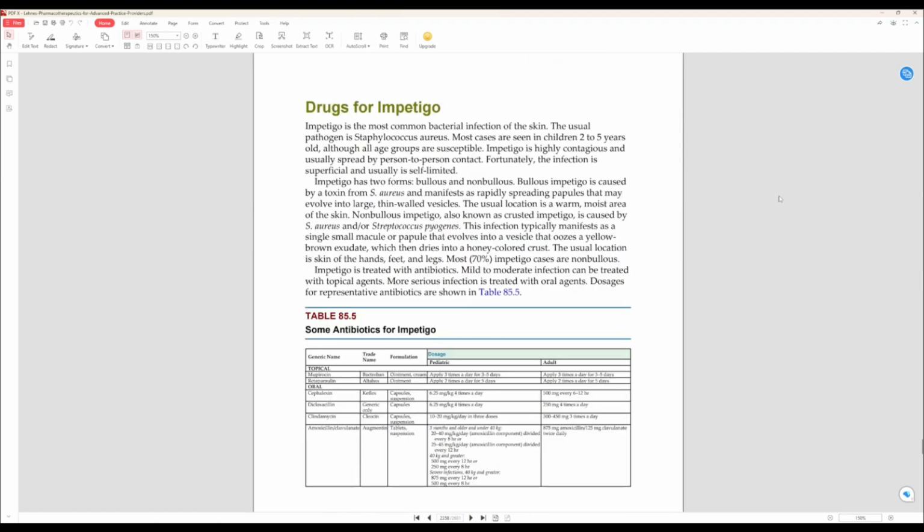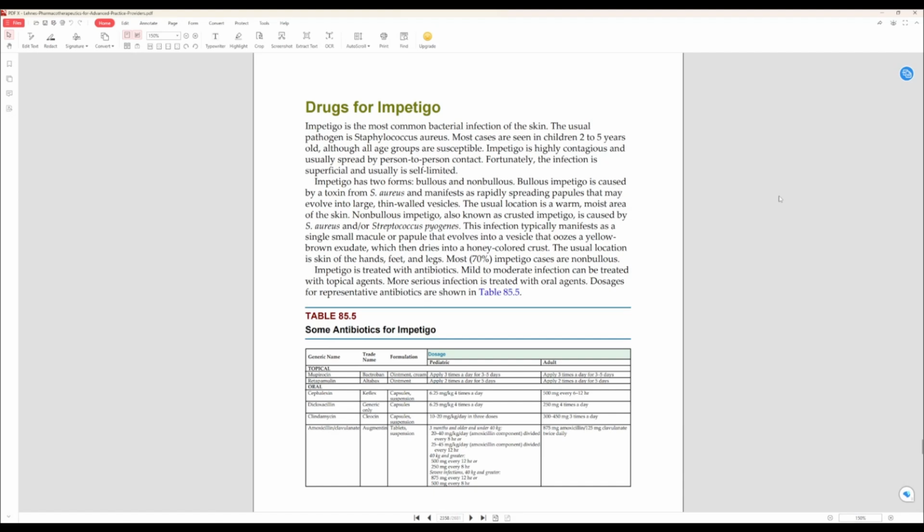Which brings us to drugs for impetigo. Impetigo is the most common bacterial infection of the skin. The usual pathogen is Staphylococcus aureus. Most cases are seen in children between 2 and 5, although all age groups are technically susceptible. Impetigo is highly contagious and usually spread by person-to-person contact. Fortunately, the infection is superficial and usually self-limiting.